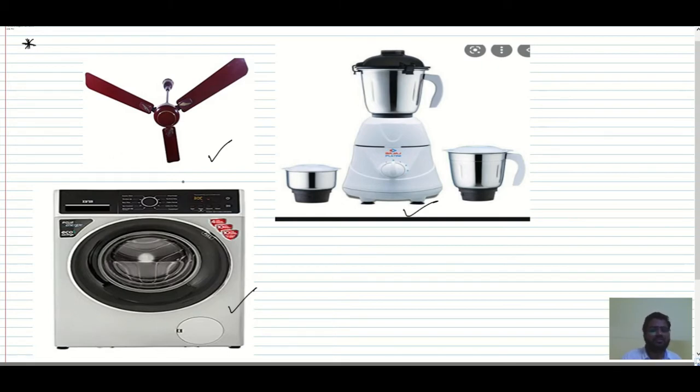And what is that common aspect? That common aspect we have is the rotating part. Right, in all three appliances, we have one regular part, or the common part we can say, and that is the one part that is rotating in these three.